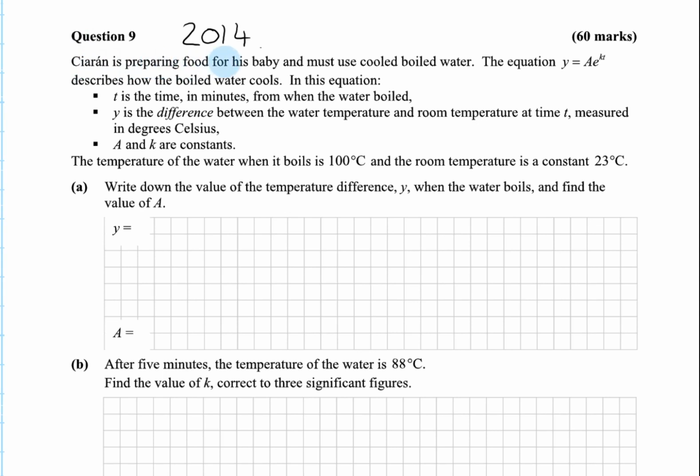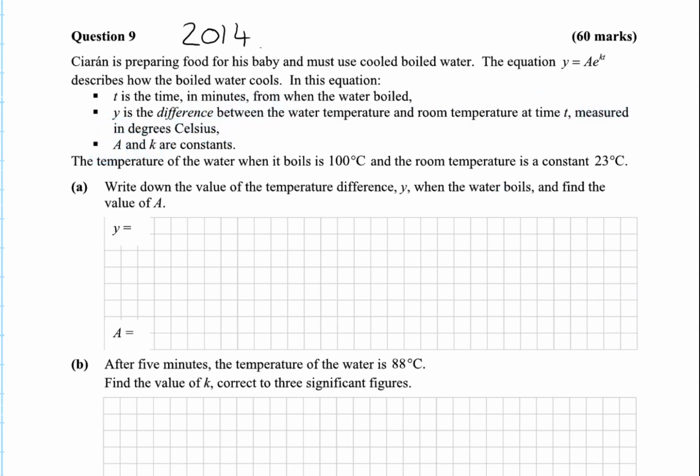So Kieran is preparing food for his baby and must use cooled boiled water. We have an equation, so we can see it is an exponential equation and describes how the boiled water cools. In this equation, T is time in minutes when the water is boiled. Y is the difference between the water temperature and the room temperature at time T measured in degrees Celsius. A and K are constants.